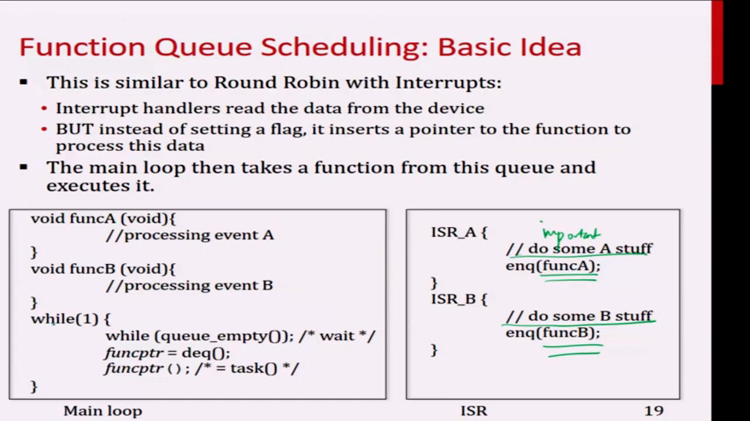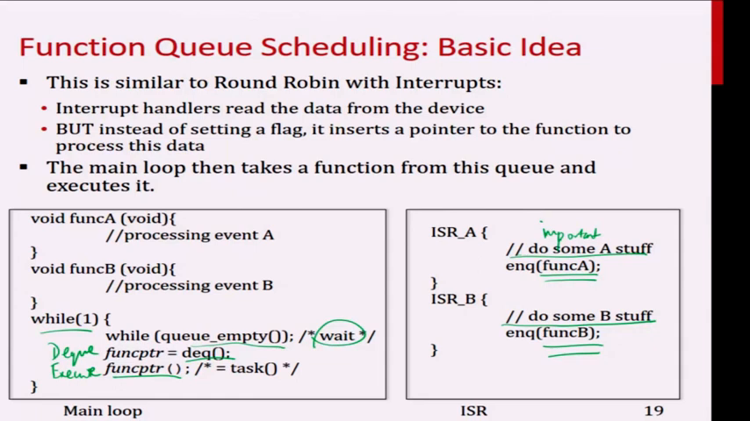Inside my while one loop, all I need to do is, if the queue is empty, I just wait. If the queue is empty, that means no event has triggered me yet. But the moment somebody triggers me, that means something is in the queue. What I need to do is use a function pointer to dequeue and then execute the function. So this is the dequeue, and then I execute.